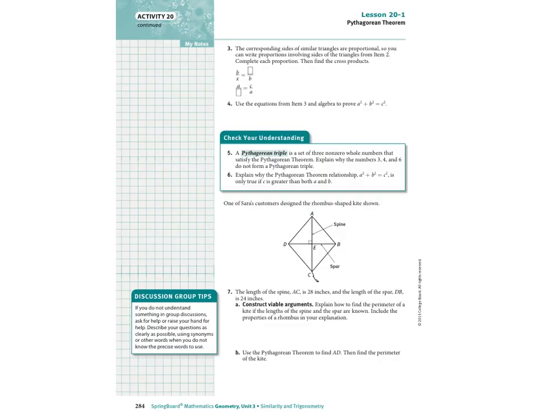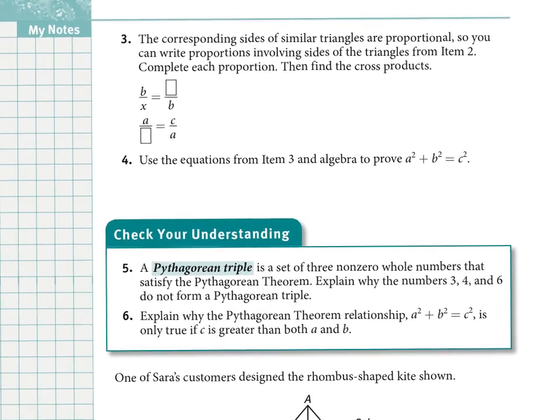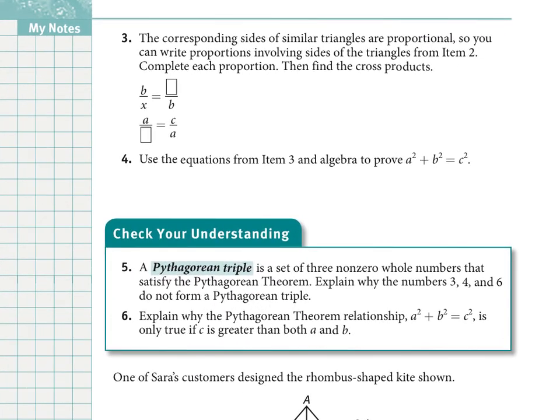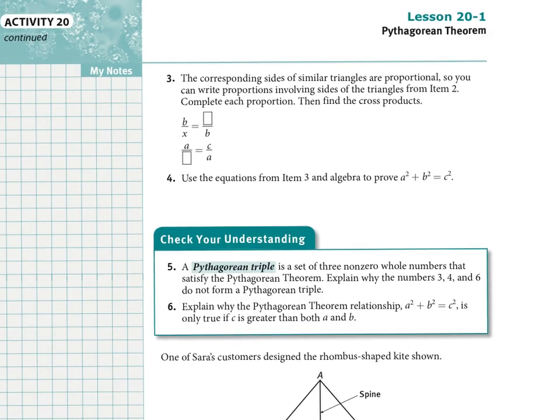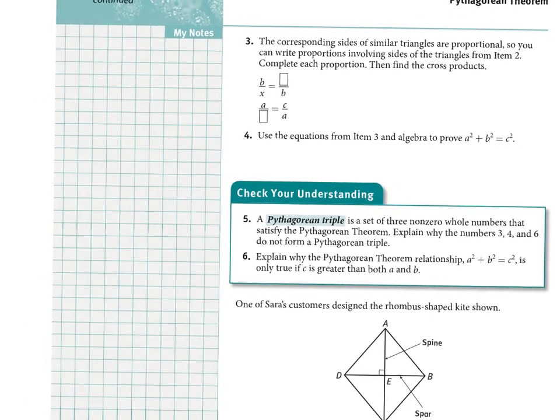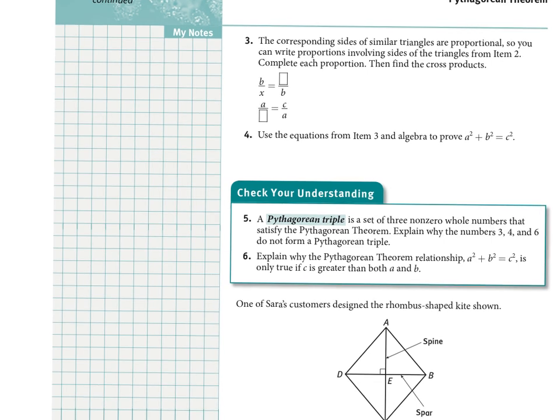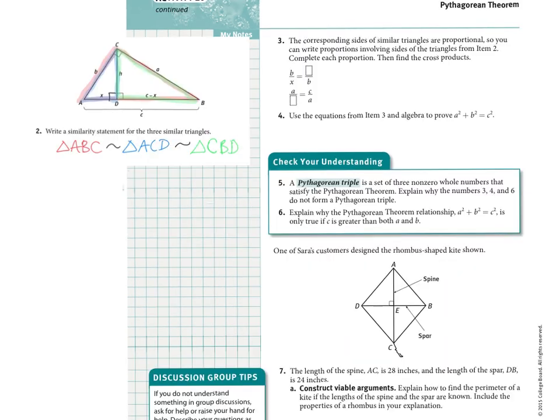Let's go ahead and look at number 3. It says the corresponding sides of similar triangles are proportional, just like what we said before, proportional. So you can write proportions involving sides of the triangles from item 2. So we're going to complete each proportion, then find the cross products. So we're going to have to actually refer back to our picture from the previous page. So what I'm going to do is copy and paste it so that way it's over in our margin right here. All right, so we have that pasted right next to us here. Perfect. And we have the similarity statements.